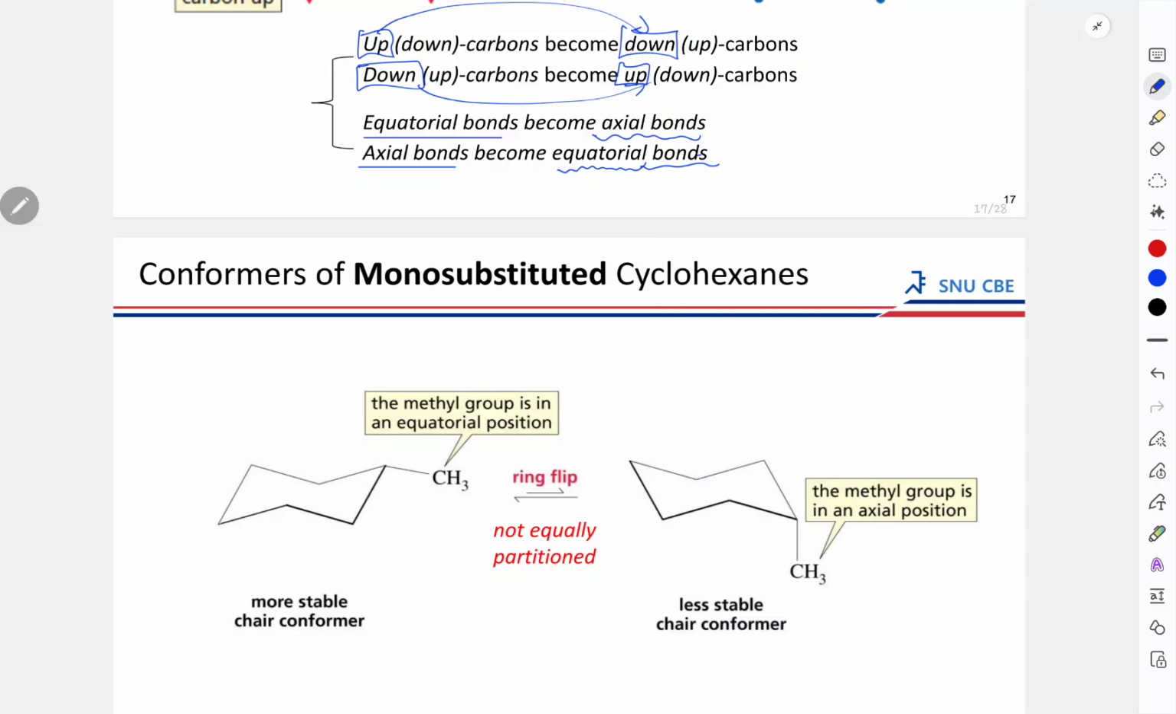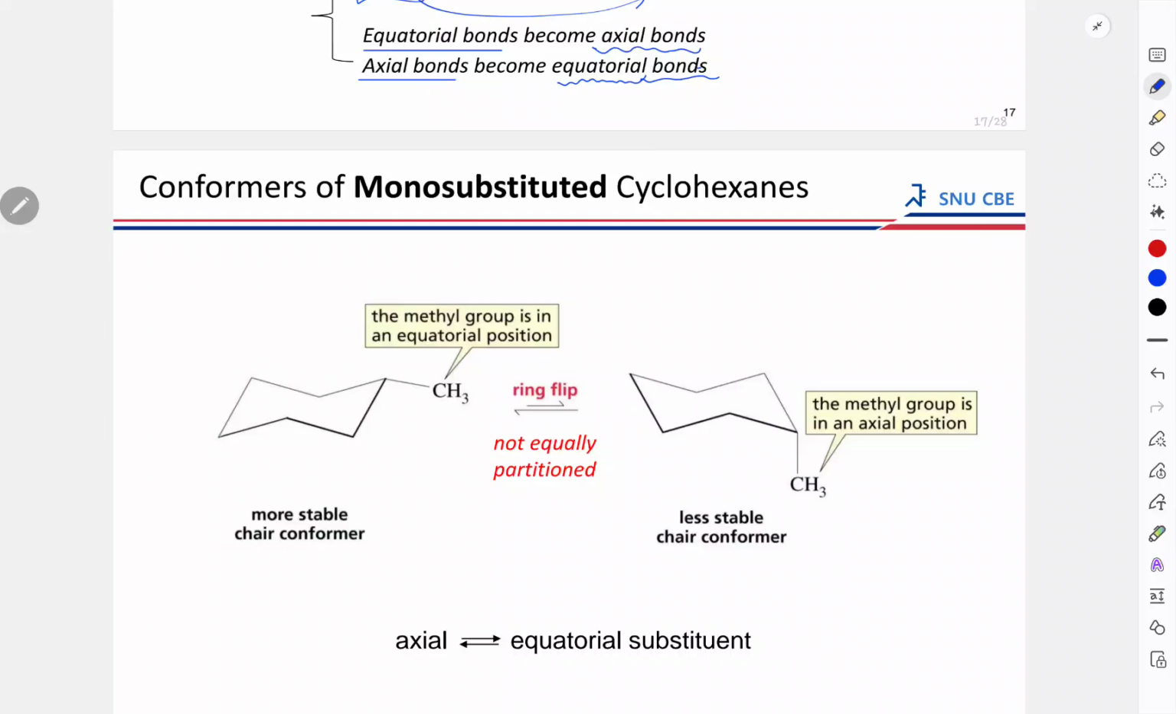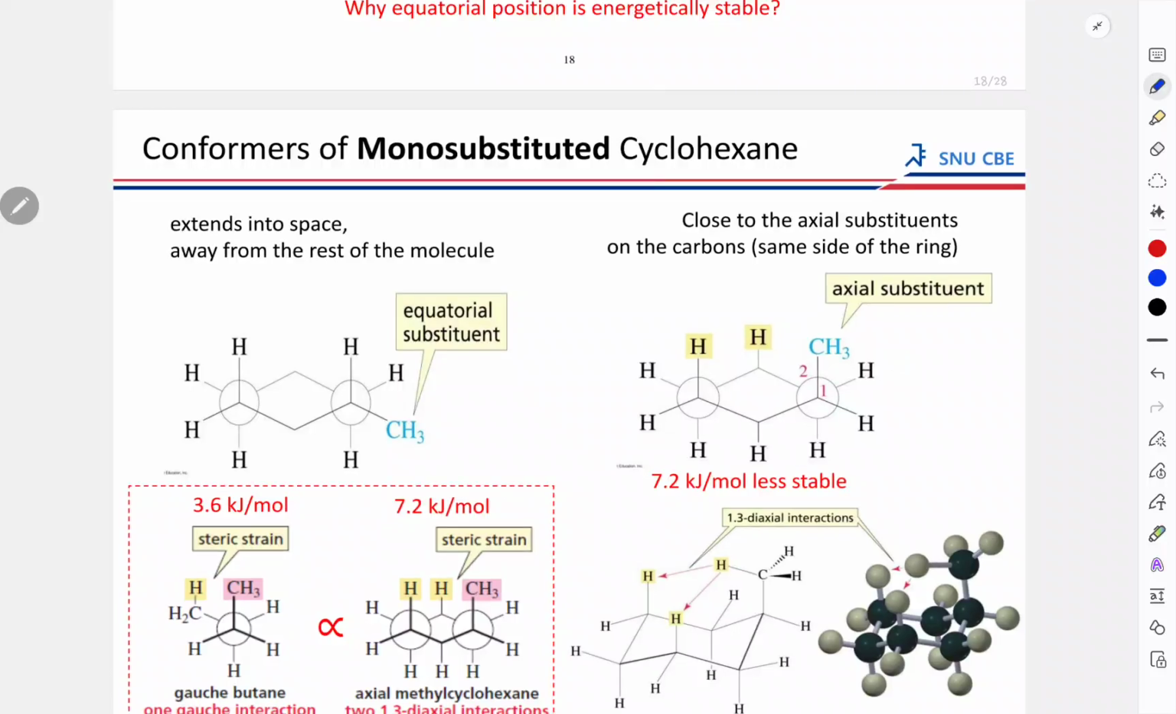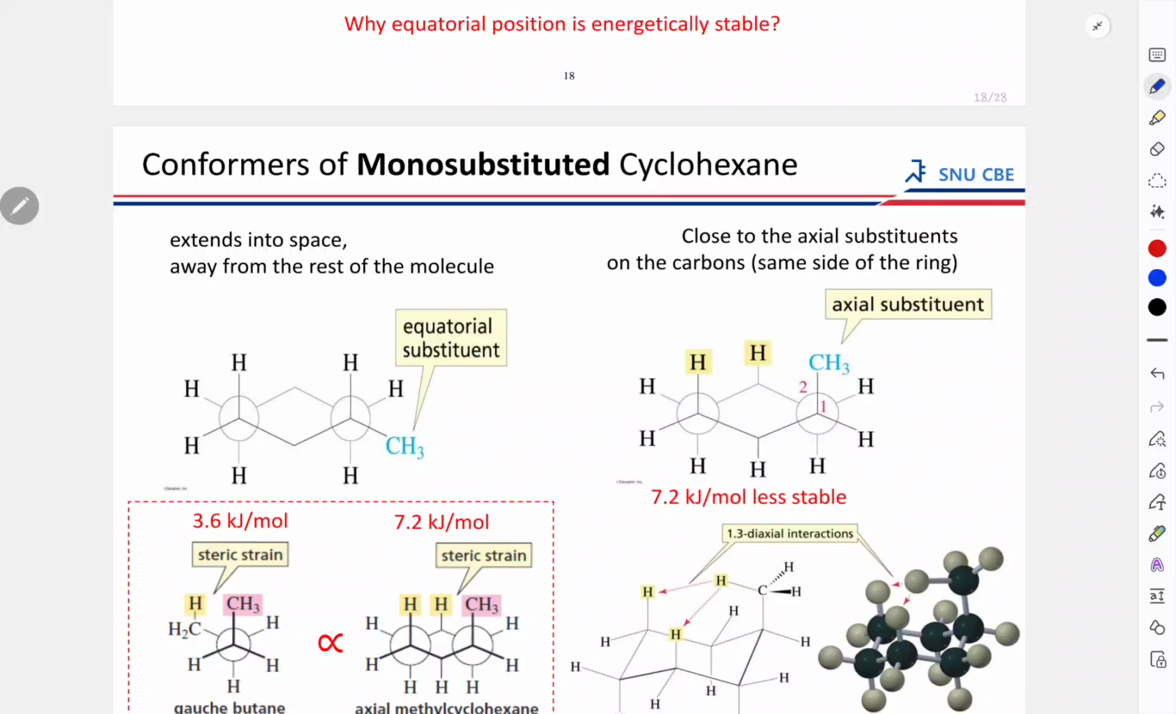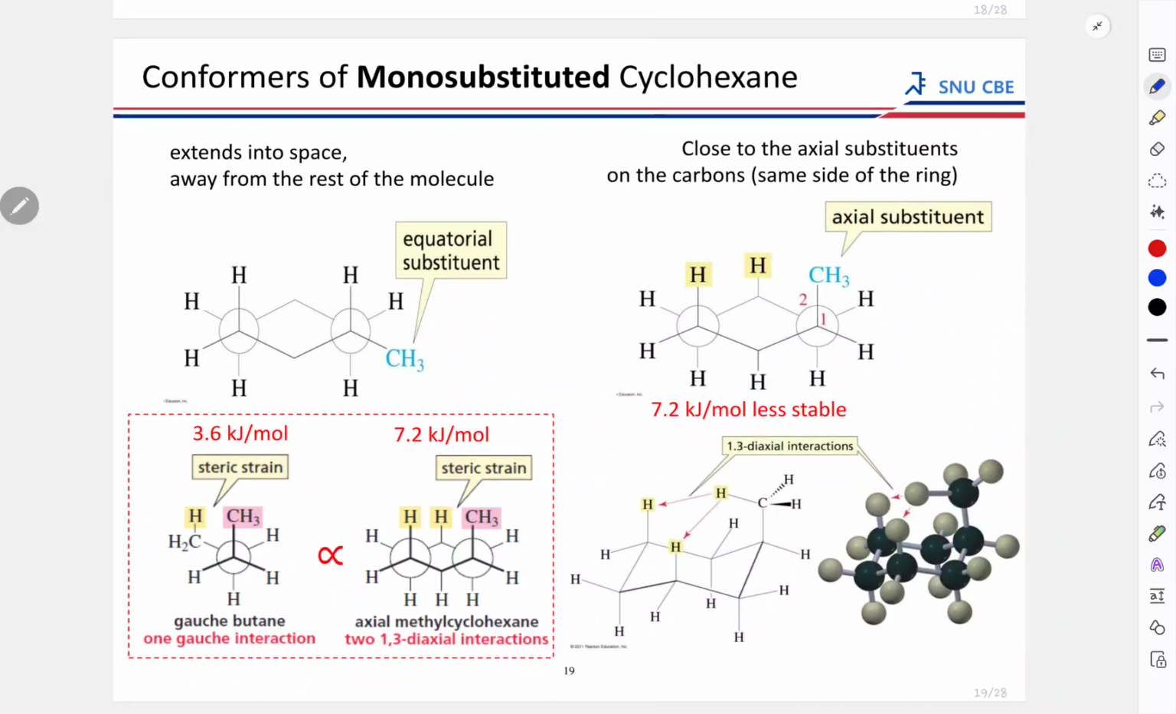And since we know that the left side is lower in energy, energetically they are not equally partitioned, right? So why is the equatorial position energetically stable? This methyl is more stable than this methyl, and we can understand this from these Newman projections. We still have 10 more minutes. So this is the case of the Newman projection.